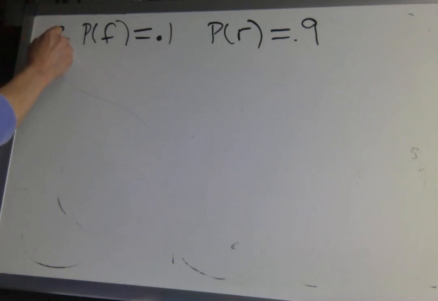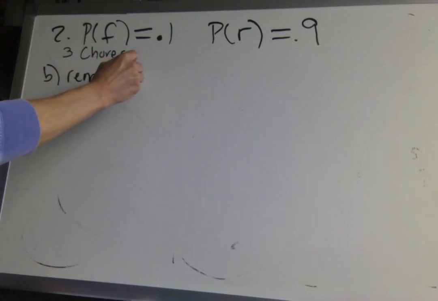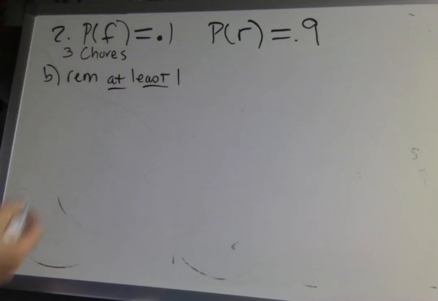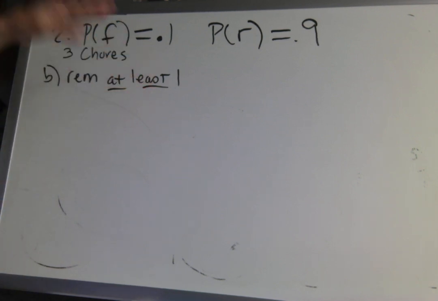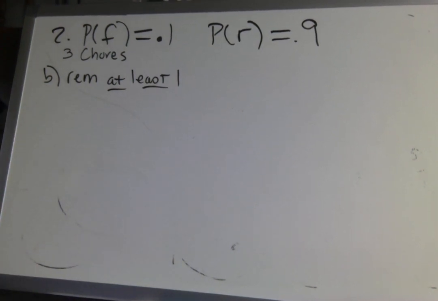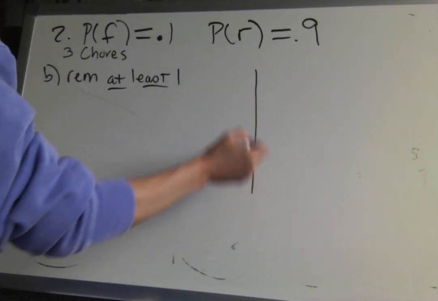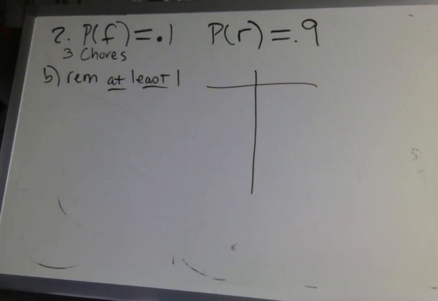So we've got 3 chores, and part B says remembers at least 1. Okay, you cannot not read the word at least. So many students just gloss over that. Here's that word that you guys don't like. So the first thing is you have to think about, what are they asking me? Remembers at least 1. All right, well, this is where I really recommend, some students call this a T-chart. I call it a table.